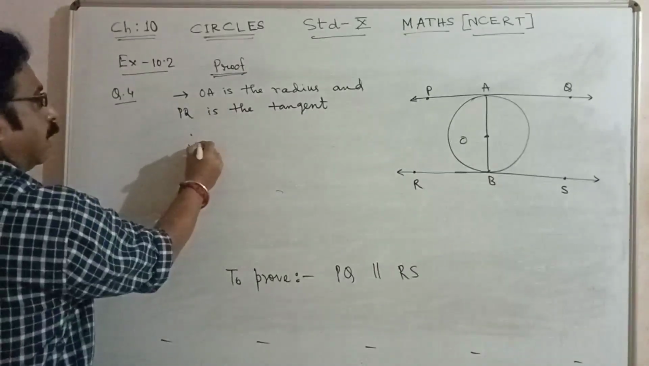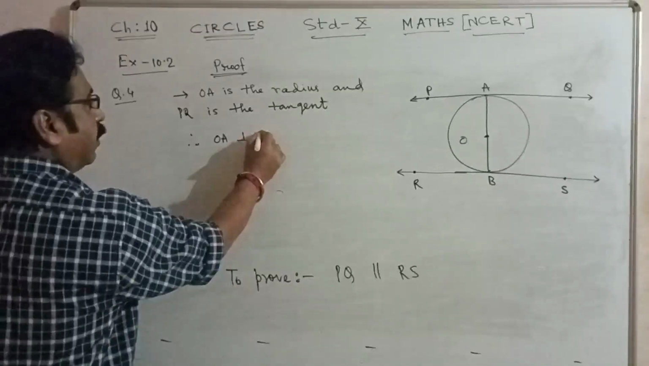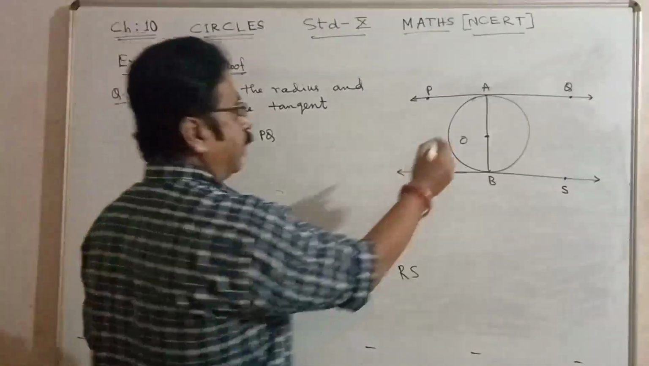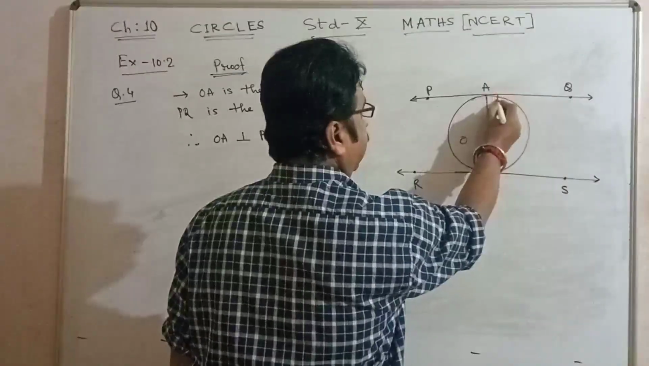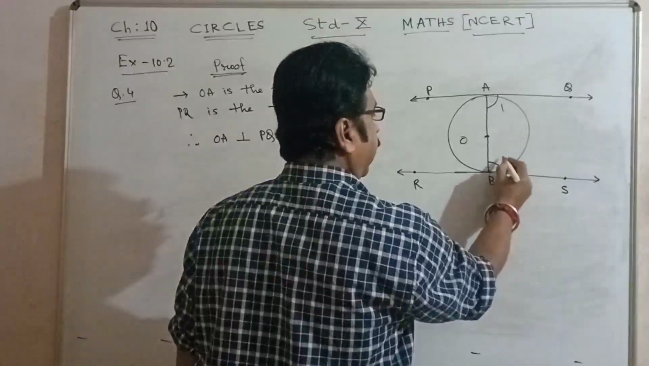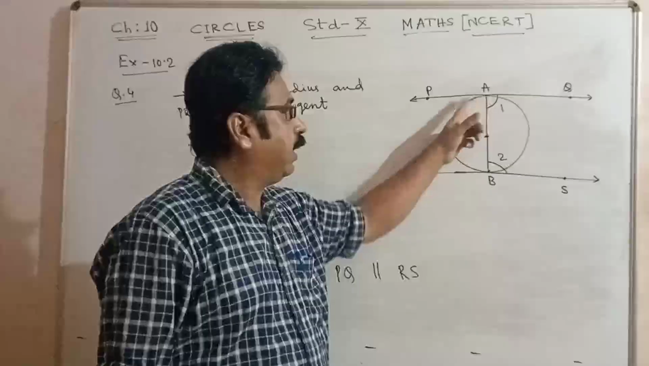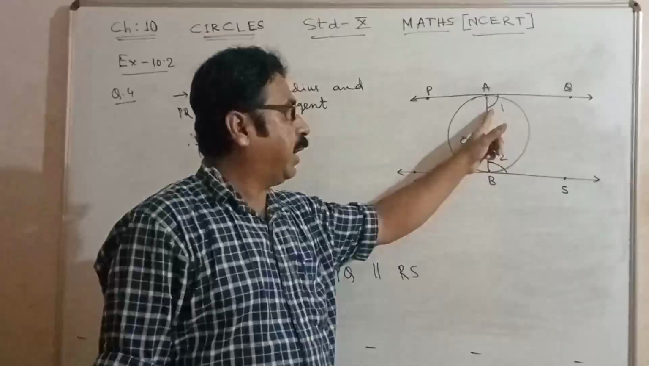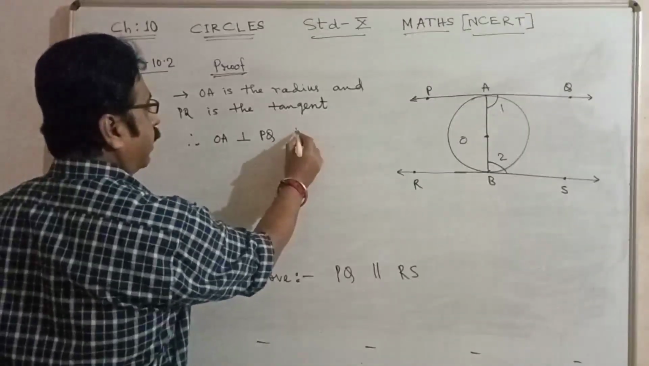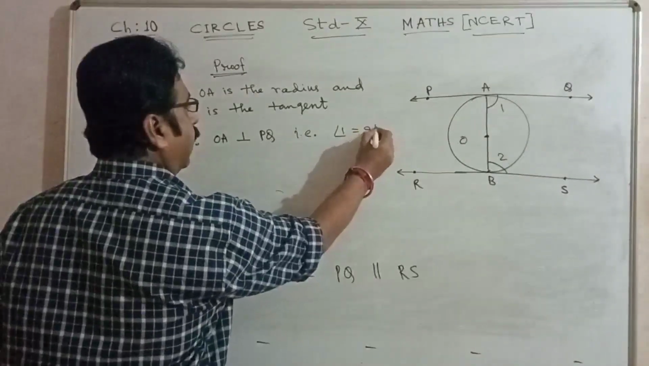Therefore, OA is perpendicular to PQ. Suppose this angle is angle 1 and this angle is angle 2. If OA is perpendicular to PQ, then angle 1 will be 90 degree. That is, angle 1 is 90 degree.